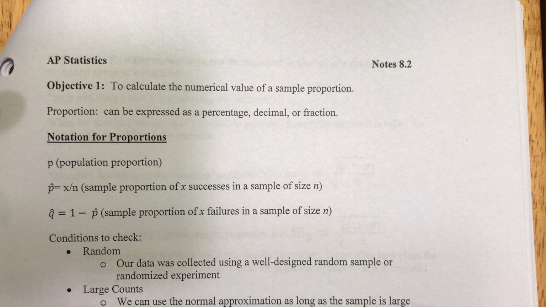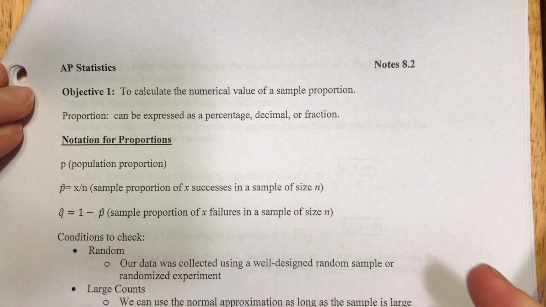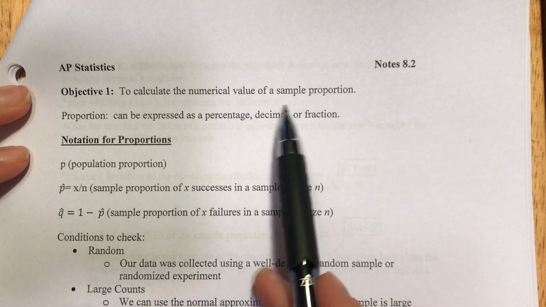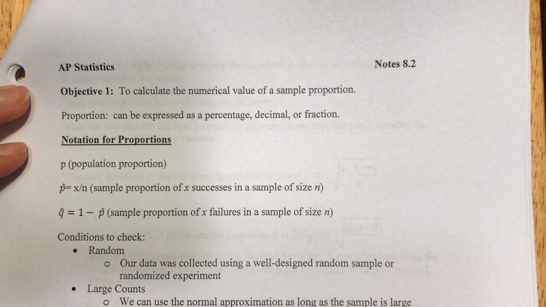Today we're going to be talking about section 8.2. Our first objective is we want to be able to calculate the numerical value of a sample proportion, which we've been doing all along. And the other thing is we want to be able to check our conditions for a confidence interval.